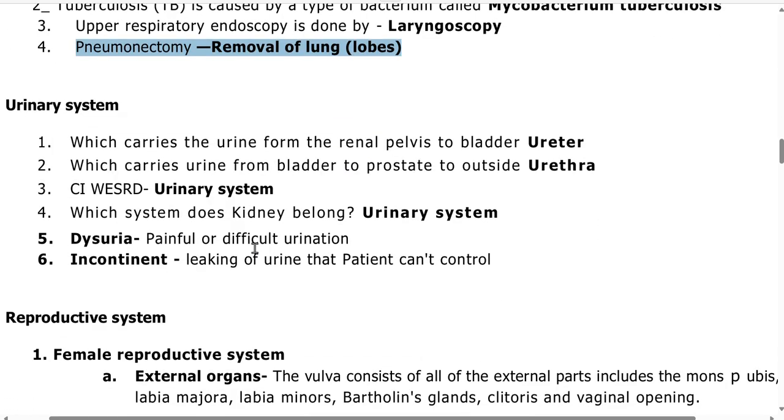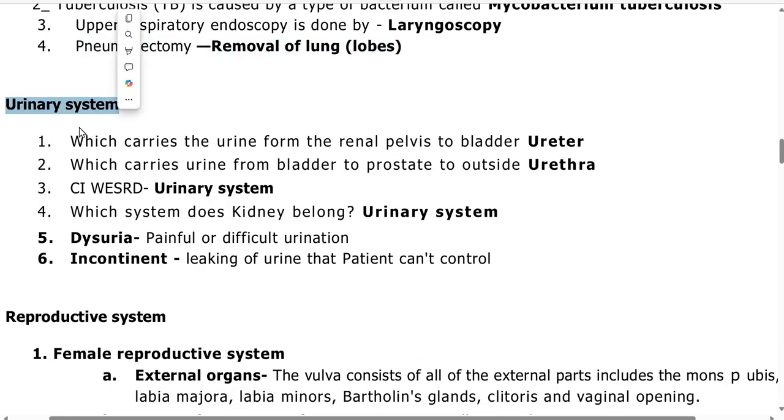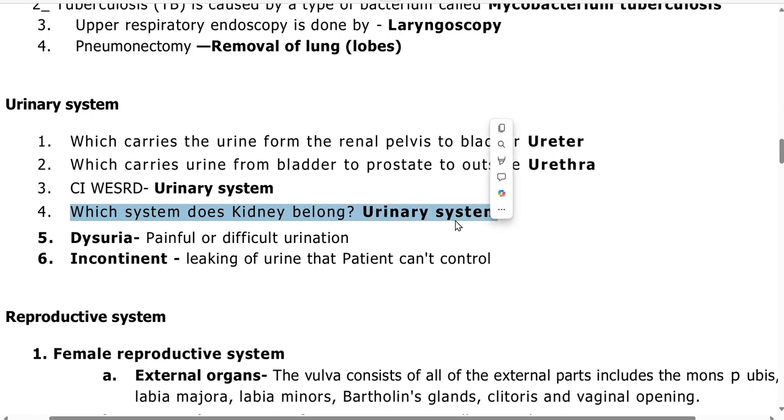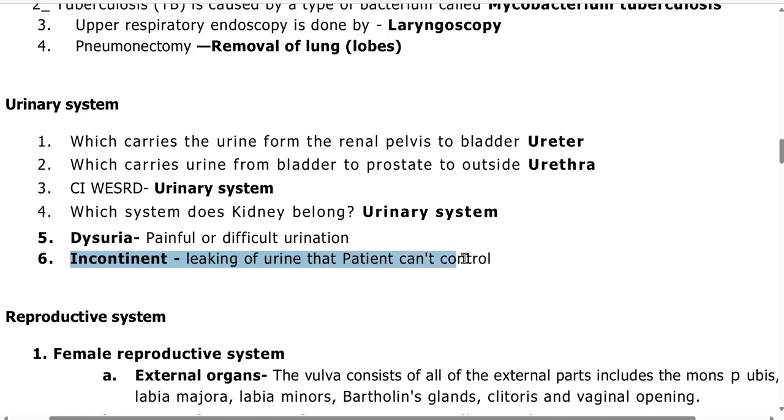Urinary system. 1. Which carries the urine from the renal pelvis to bladder? Ureter. 2. Which carries urine from bladder to outside? Urethra. 3. ESRD. 4. Which system does kidney belong to? Urinary system. 5. Dysuria, painful or difficult urination. 6. Incontinent, leaking of urine that patient can't control.